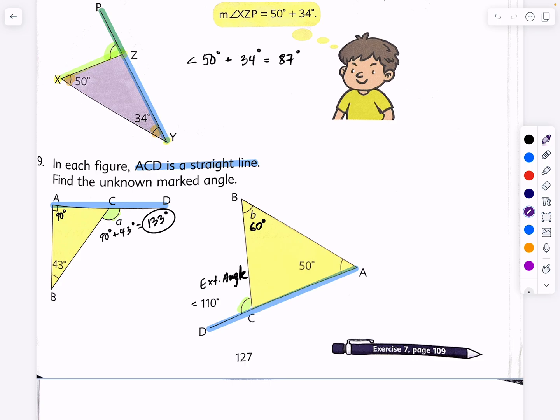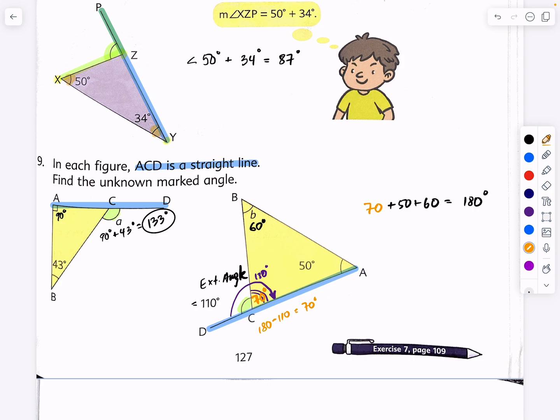How can we find this angle formed by a straight line if one side is 110? In the previous lesson we learned that angles on a straight line add up to 180 degrees. So if the entire angle is 180 degrees, what is the missing side? Well, 180 minus 110 equals 70 degrees. So this angle is 70 degrees. Now, does 70 plus 50 plus 60 give us 180 degrees? Yes, all angles in a triangle add up to 180 degrees.